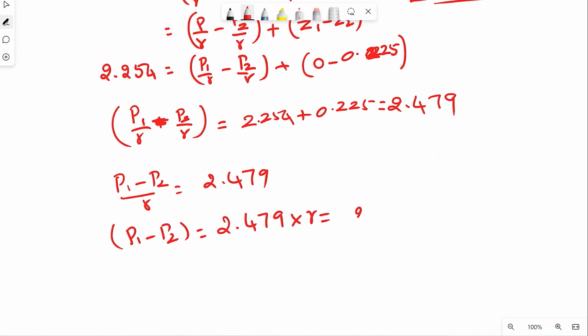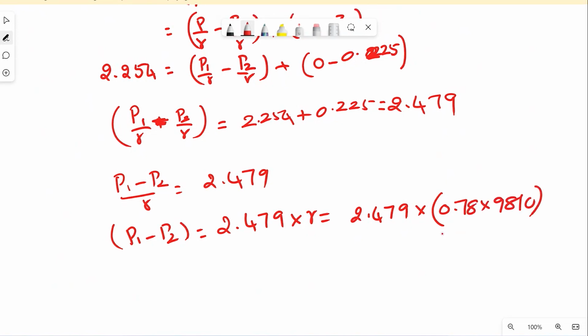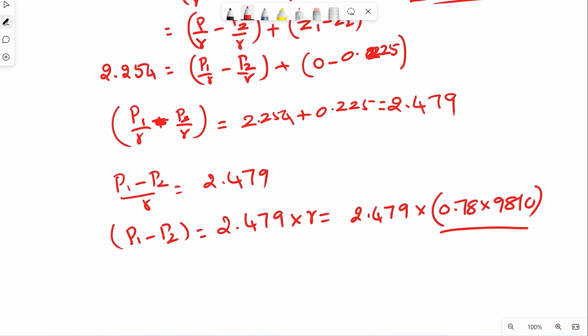What is gamma of petrol? 2.479 into specific gravity, which is given as 0.78, into 9810. So this is the specific weight of petrol. So finally you are going to get the answer actually as 18969 Newton per meter square, or it is equal to 18.969 kilonewton per meter square.